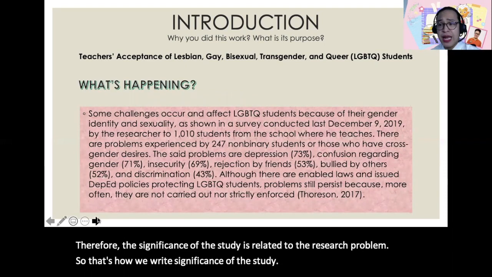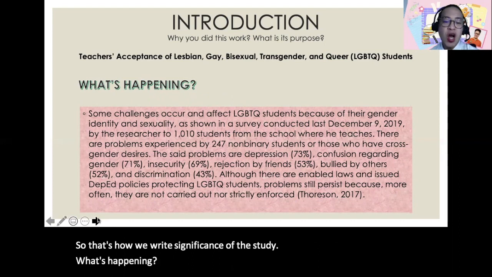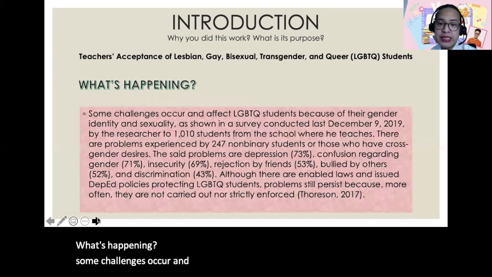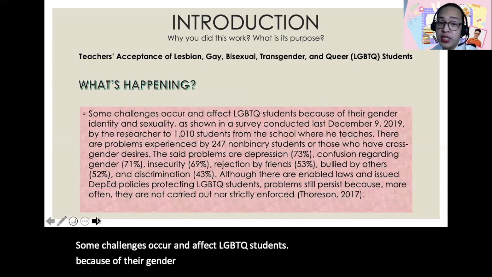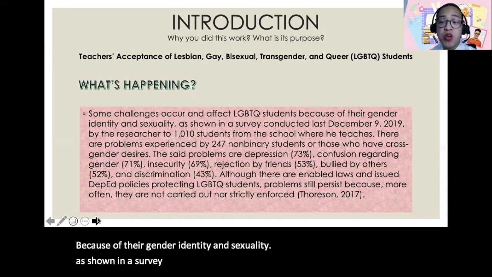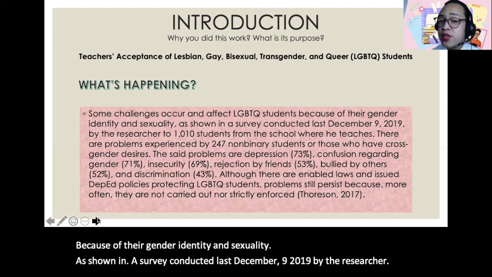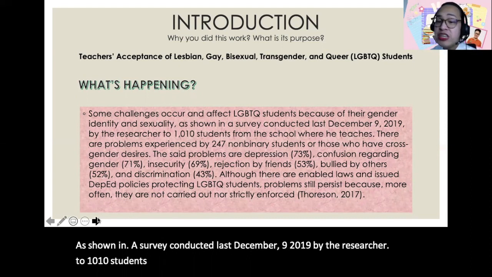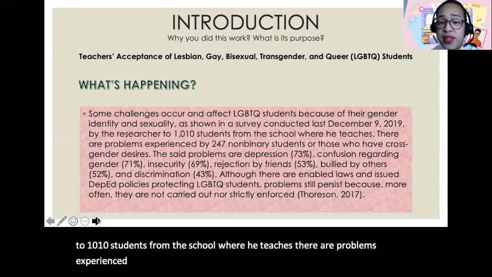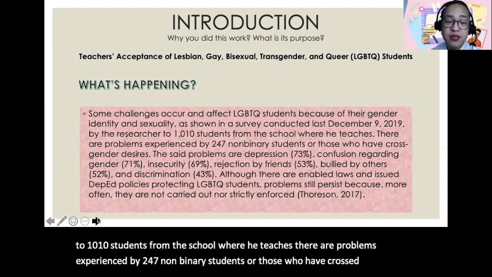What's happening? Some challenges occur and affect LGBTQ students because of their gender identity and sexuality. As shown in a survey conducted last December 9, 2019 by the researcher to 1,010 students from the school where he teaches, there are problems experienced by 247 non-binary students, or those who have cross-gender desires.